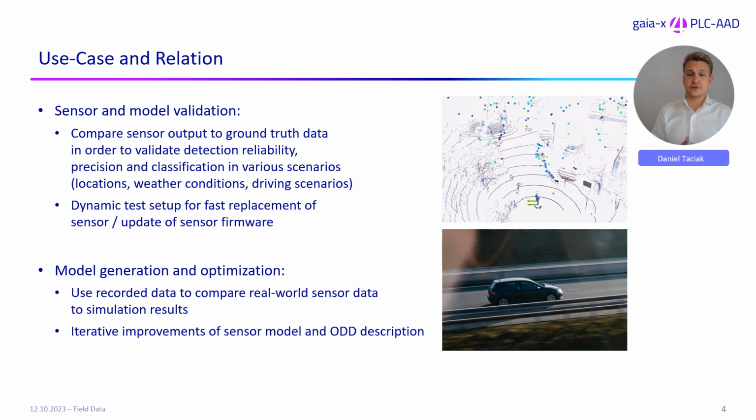Also, simulation-driven development of autonomous driving functions is only possible with high-precision sensor and vehicle models. This model quality can only be achieved with high amounts of real-world data, which simulation developers can test their models against. Lastly, the ODD, or operating driving domains, are being iteratively adjusted in the function development process according to observations made in the analysis of collected field data. Thomas will tell you more about this use case at the end of our talk.